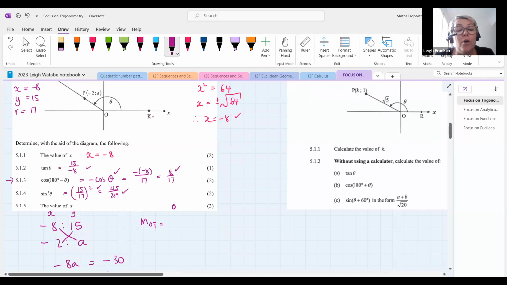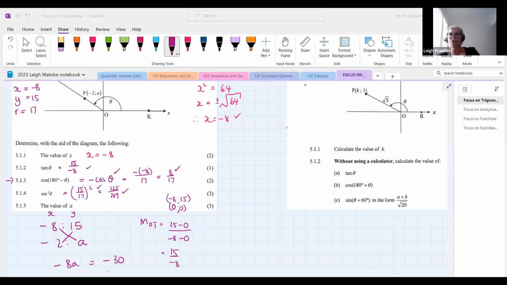So we know we've got the origin, which was 0 and 0, and we've got negative 8 and 15 as our coordinates. So our change in y, let's say 15 minus 0, over our change in x would be minus 8 minus 0. So your starting place is going to be the same as this. So that's going to be 15 over negative 8. Nothing wrong with that.